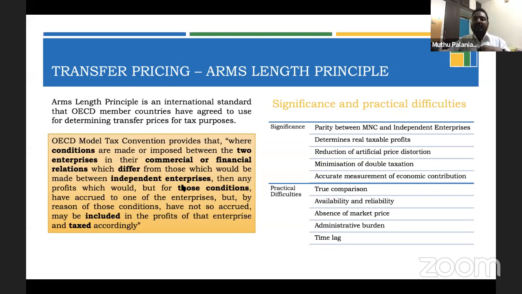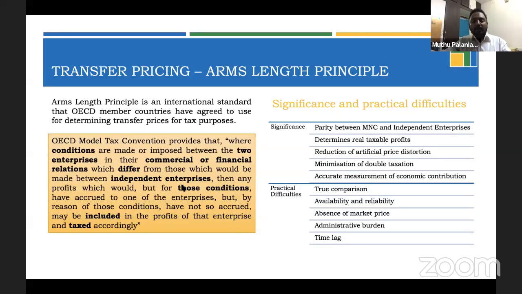So there are certain difficulties in determining the arm's length principle. The first one could obviously be the true comparison. I cannot compare a price which is available in a local market with what is available in Chroma or Amazon. This is not at all a true comparison, because Amazon will be buying crores of products, so they might be getting a lower price.